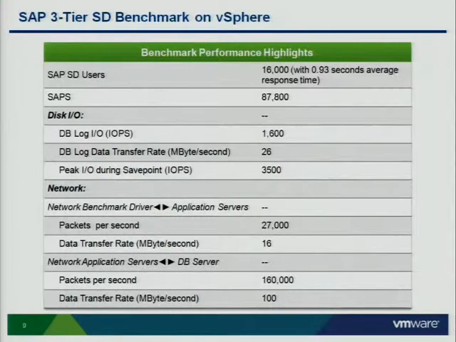And then this is a chart that shows the high-level performance highlights of what happened during this 3-tier benchmark. So we got the SAPs, our disk I/O. The log I/O averaged 1,600 IOPS, but there is a portion of the SD benchmark that is a checkpoint, a save point, sorry. And during that time, IOPS peaked at about 3,500. We also have a fairly significant amount of network traffic in the 3-tier, with up to 160,000 packets per second between the application and database tier.